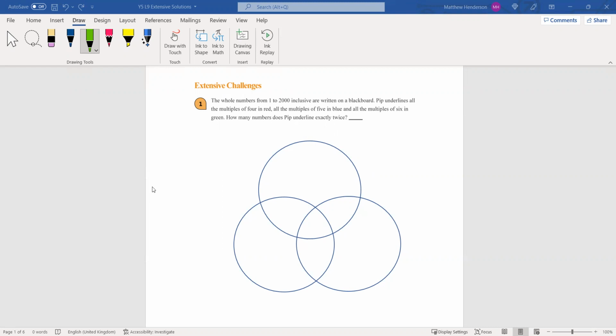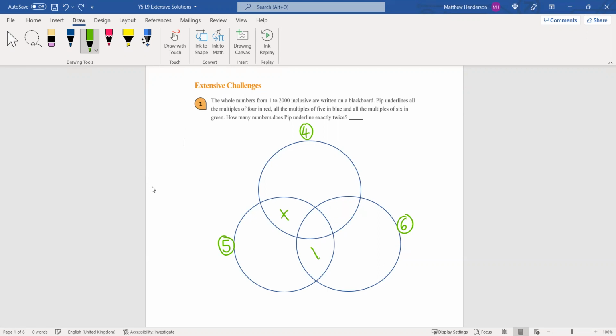So if we were to draw a Venn diagram with 3 circles, we could label the first circle with all the multiples of 4, the second circle with all the multiples of 5, and the third circle with all the multiples of 6. So this question is asking me to find how many are underlined twice. So that's all of the numbers which fall in these boxes here, which cross over with 2 of the circles.